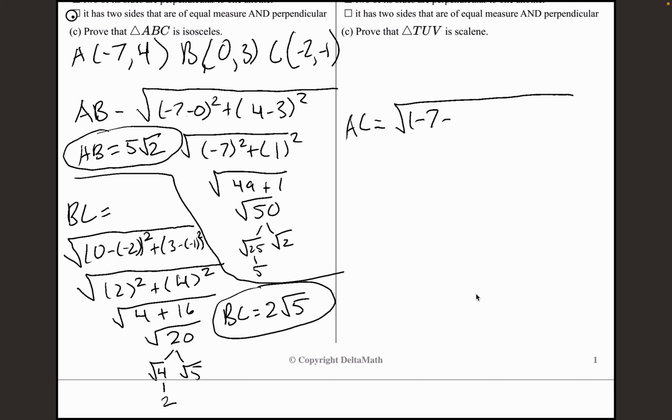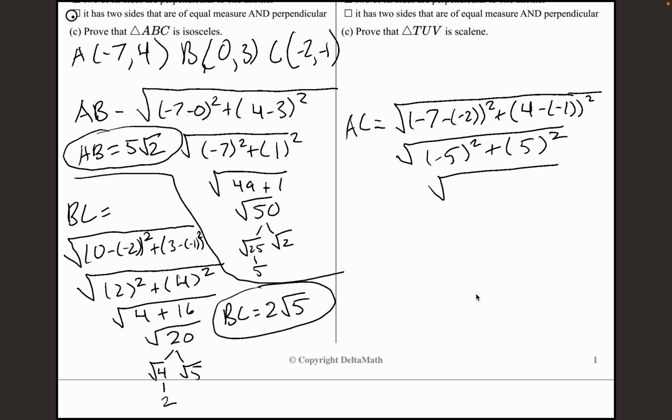Negative 7 minus negative 2 squared plus 4 minus negative 1 squared. What's negative 7 minus negative 2? We get negative 5 squared plus 4 minus negative 1. What's negative 5 squared? What's 5 squared?